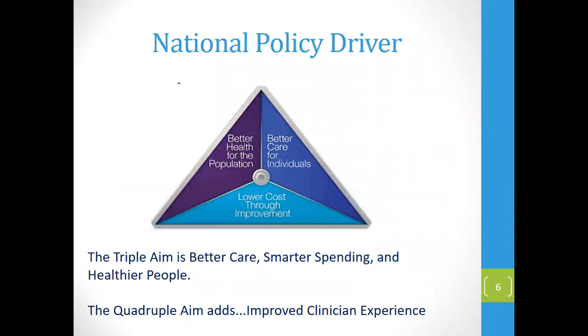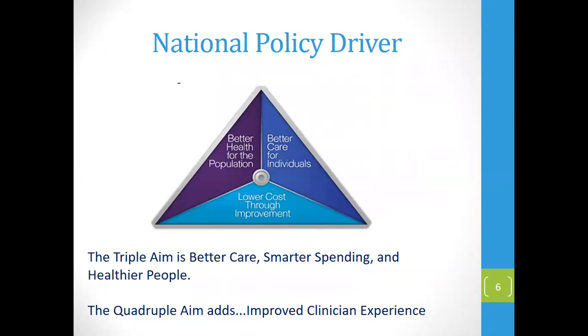As we look at what's driving this idea of what's called the triple aim: better care for individual patients, better health for populations, for everyone as a whole, and smarter spending, lower cost through quality improvement. Those are really the fundamental things that were put out there and have really been taken and figured out. How do we do that? How do we provide that better care? How do we spend our healthcare dollars more smartly to get more things out of it?